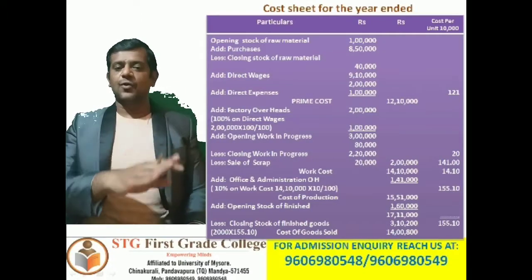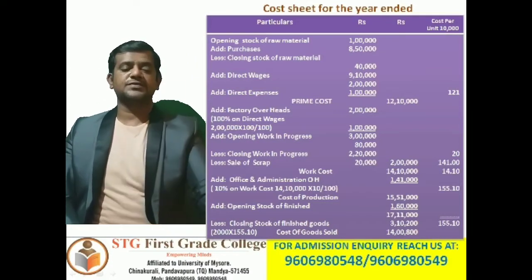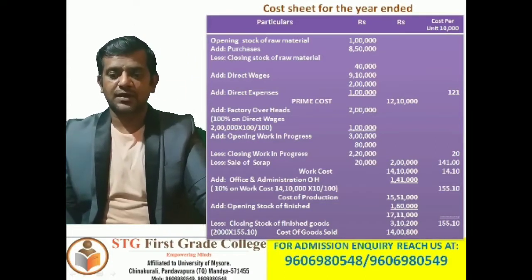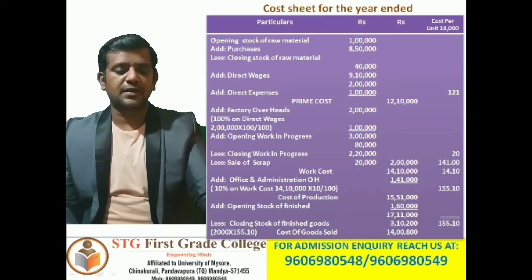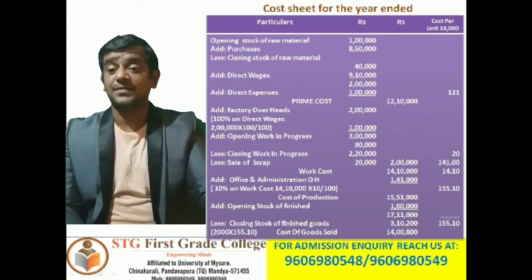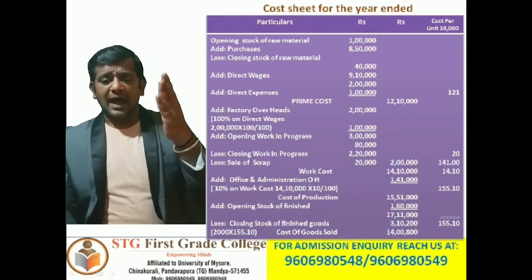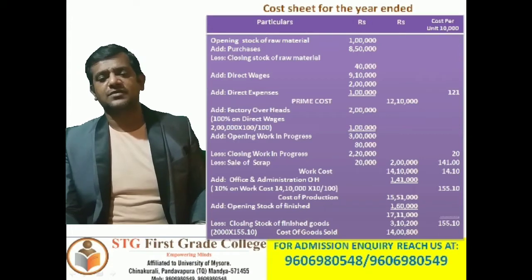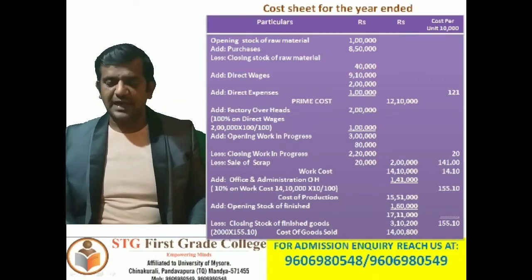Then add opening work in progress. How much is opening work in progress? 1 lakh rupees. So factory overheads 2 lakh rupees plus 1 lakh rupees of opening work in progress. If you add both, you are going to get 3 lakh rupees. Less closing work in progress. How much is closing work in progress? 80,000. Deduct that, you are going to get 2,20,000.